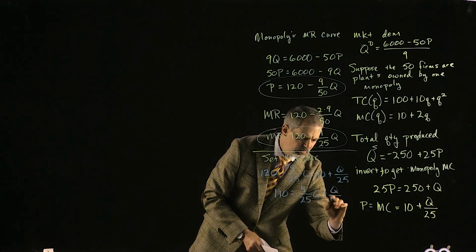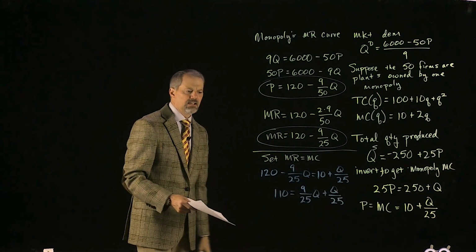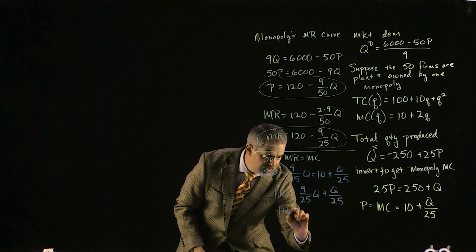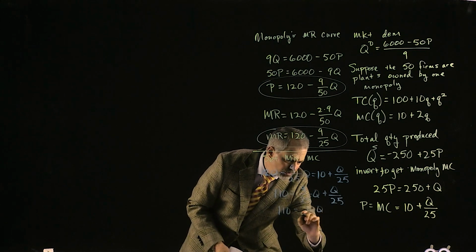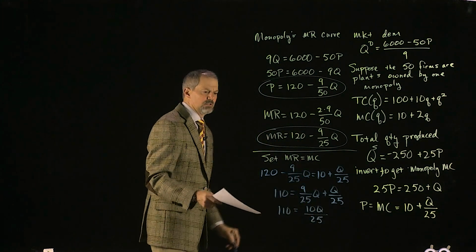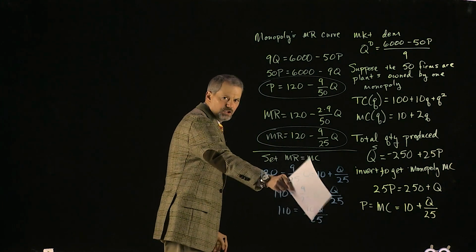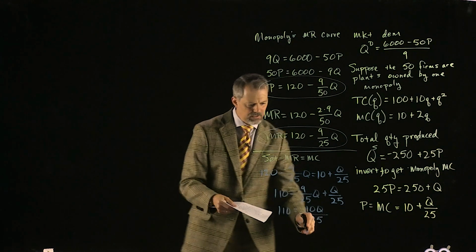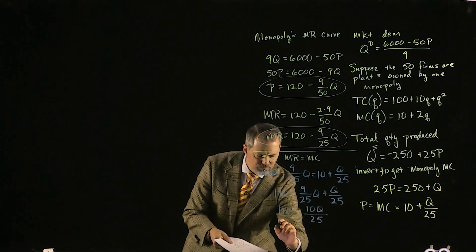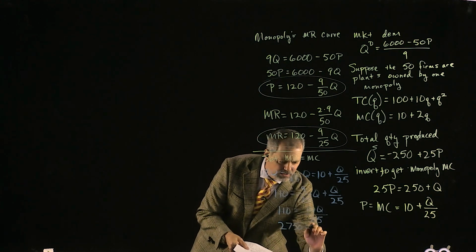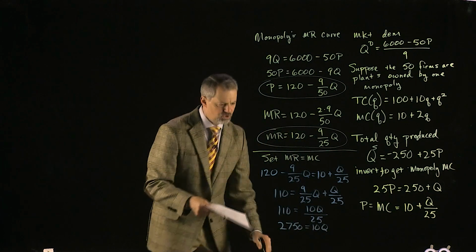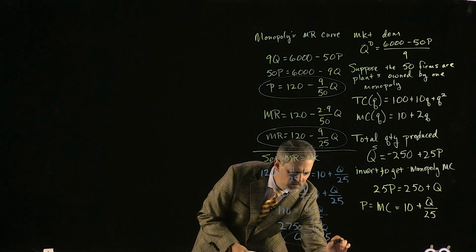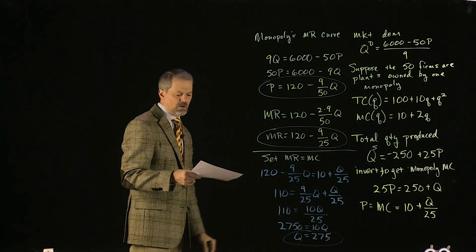1/25 Q. I've got a common denominator here, so I can add those up. That gives me 110 equals 10Q over 25. So I've got 9Q over 25 plus Q over 25. That's 10Q over 25. That gives me, I'm going to multiply through by 25. That gives me 2750 equals 10Q. Q equals 275. There's the profit maximizing quantity for the monopoly.